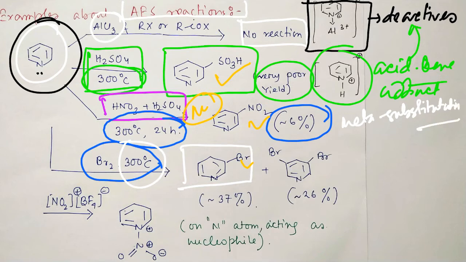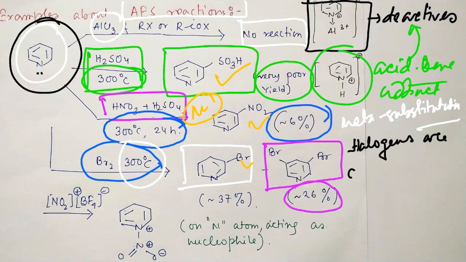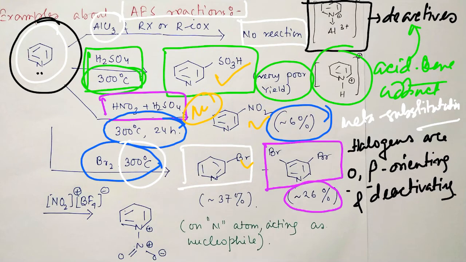An interesting point is observed for halogen. Why? See, in this case, why are we getting di-substitution with 26%? This is a significantly higher yield. Why? You know that actually halogens, just remember, halogens are ortho and para orienting. This is a very important statement. Remember please, and deactivating.